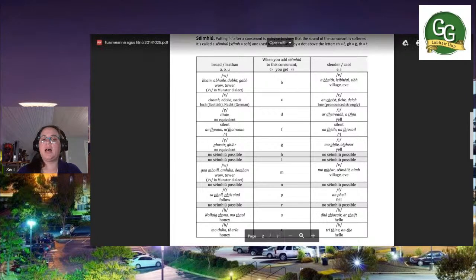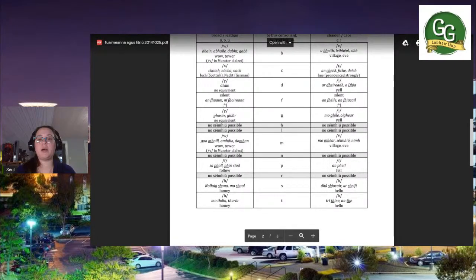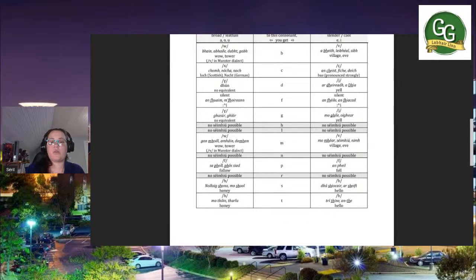So hopefully that helps. D, when D is near a broad vowel and gets the H, it's like a G in the back of your throat. There's no English equivalent to it. Think of a G, but guttural in the back of the throat. It takes some practice. This one took some practice for me as well, and sometimes I still miss it. But when it's near a slender vowel, it becomes a Y sound.